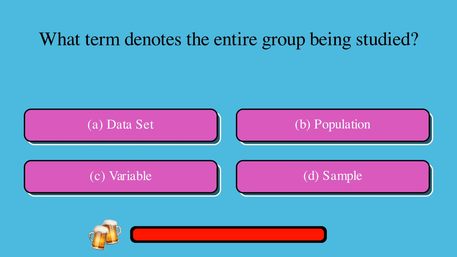What term denotes the entire group being studied? A, dataset, or B, population, or C, variable, or D, sample. The correct answer is B, population.